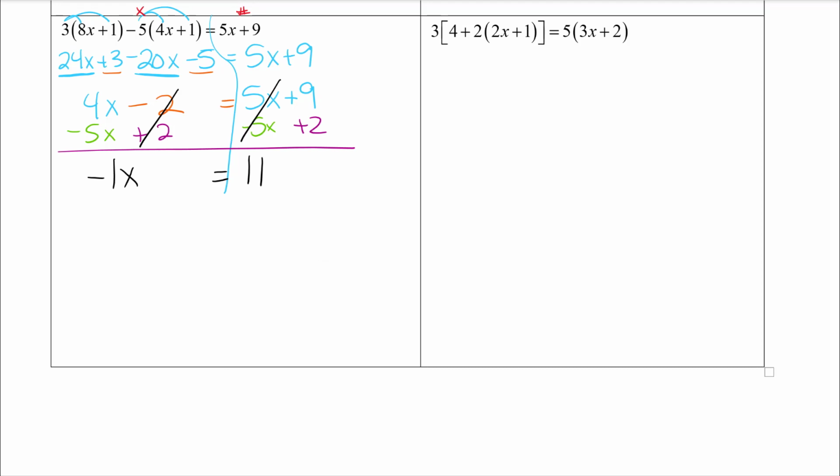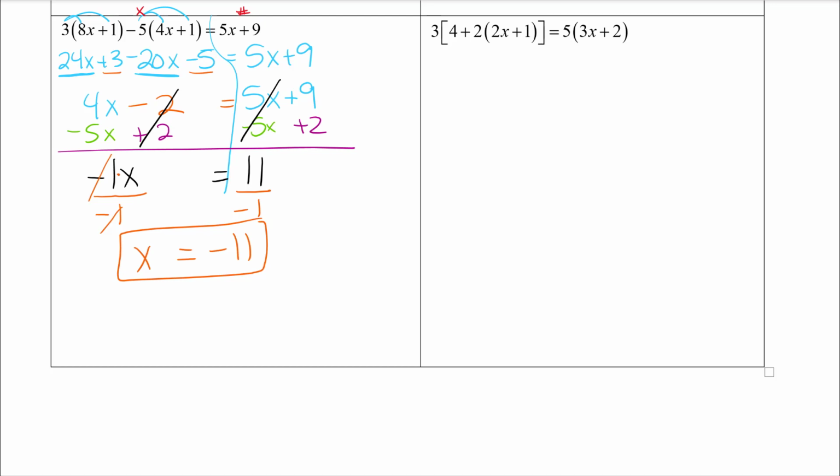And now I want to get the x all by itself. To get the x by itself, I need to do the opposite of multiply by negative 1, because there's a negative 1 being multiplied to the x, and I want to undo that. So I divide by negative 1. Negative 1 divided by negative 1 is positive 1. 11 divided by negative 1 is negative 11. And so my answer is x equals negative 11. Again, I'm going to leave the check to you.